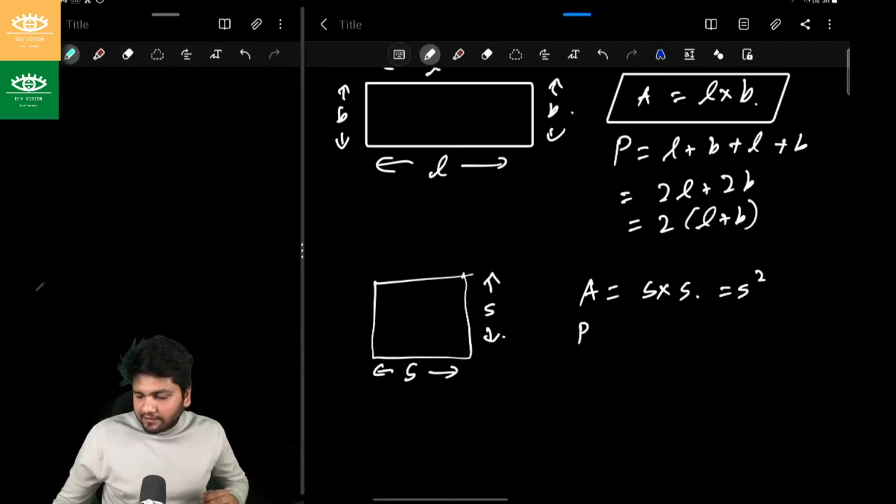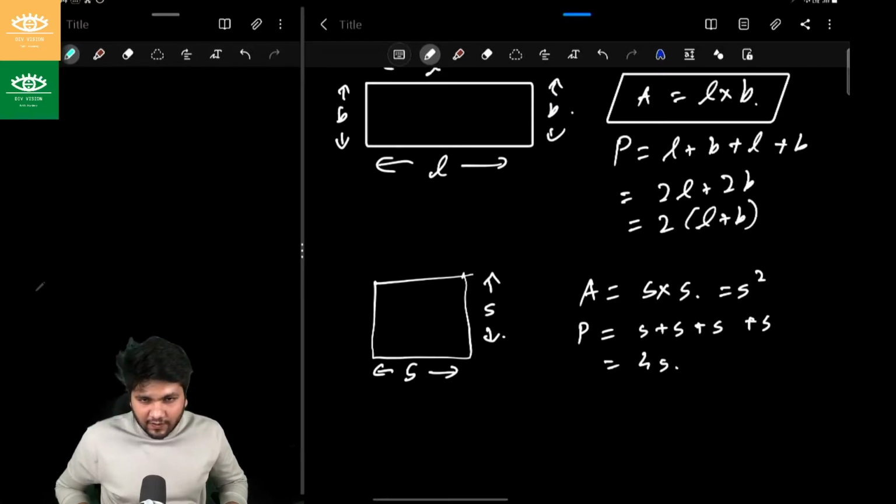If you talk about perimeter, perimeter is going to be S plus S plus S plus S, which is nothing but 4S. That is going to be your square.